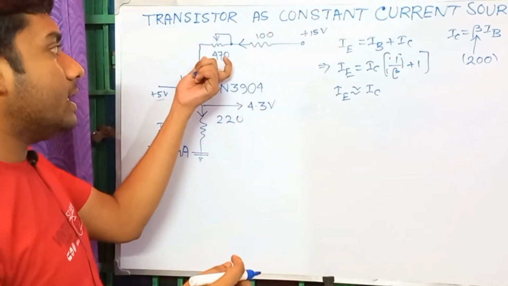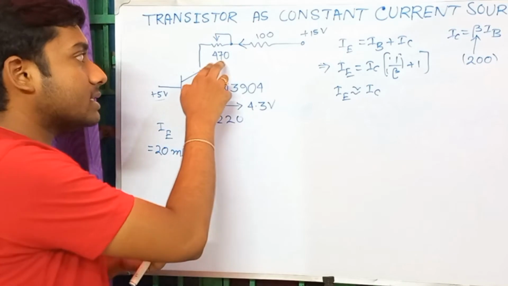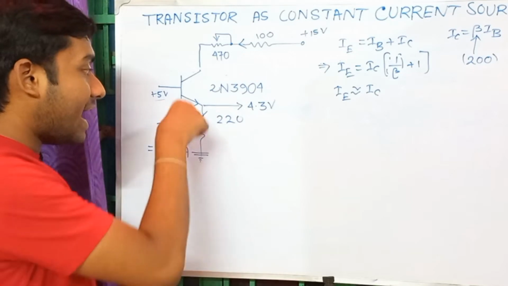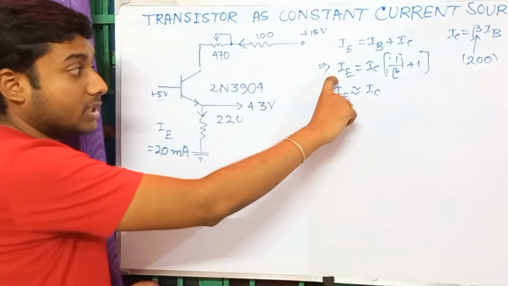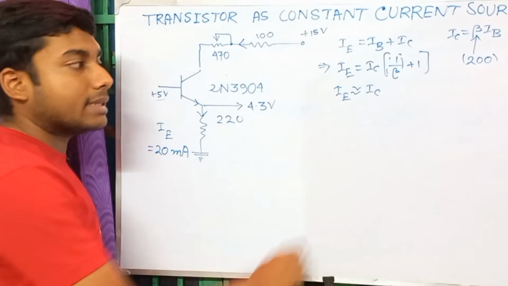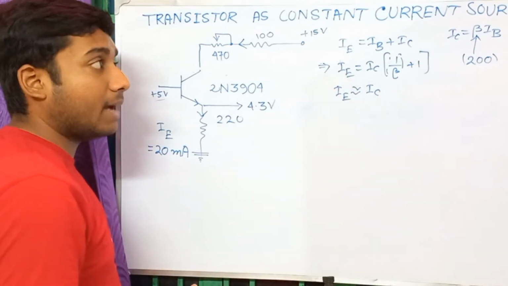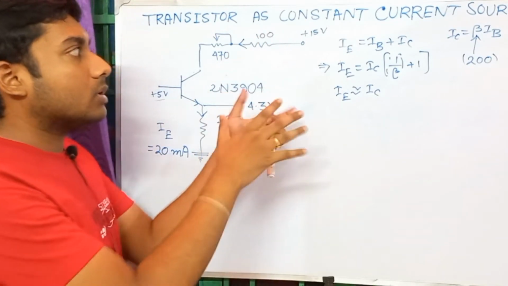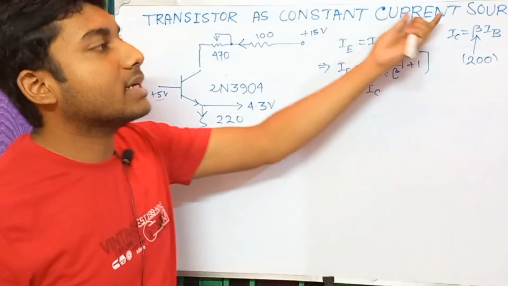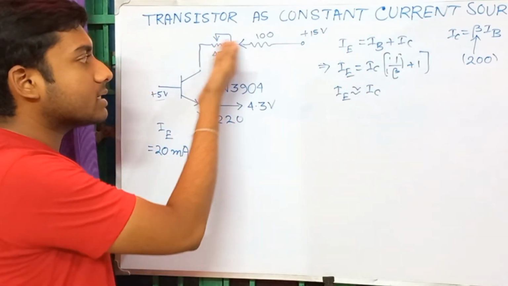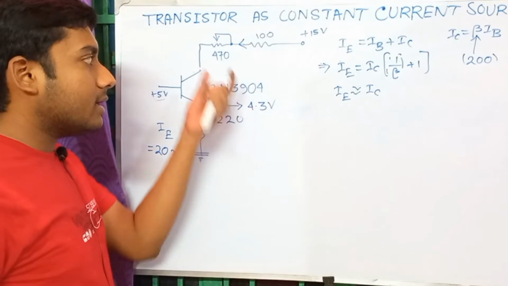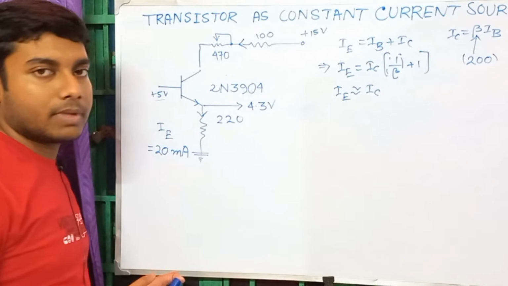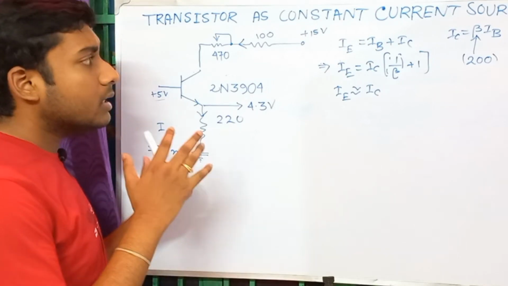So if we vary the 470 ohm resistance from 0 to 470, the current IE is not changing, so according to the theory the IC should not change, and that will happen practically also, almost. So this is the fundamental concept of how you can construct a constant current source. If you measure the current along this wire, you can easily see in the multimeter that the current is almost constant. Now this is the fundamental thing.